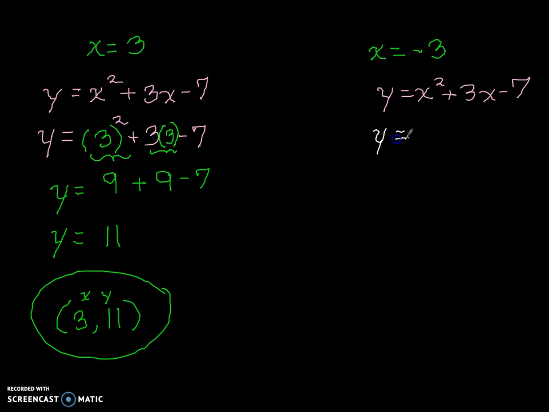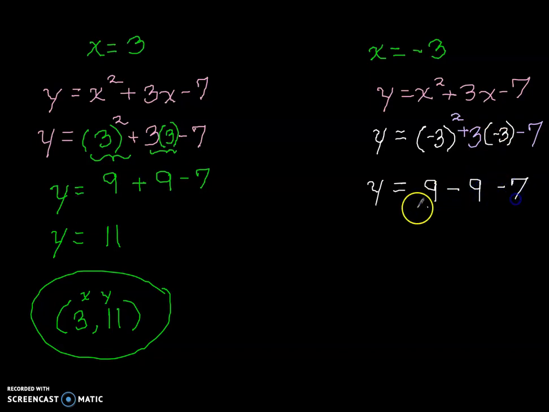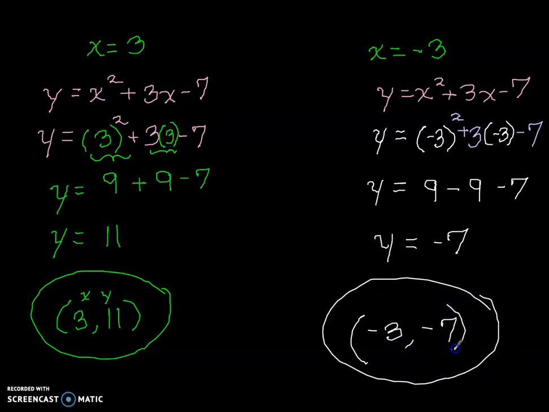If I replace the x with negative 3, which is my second value of x, I get y equals, anytime I square a negative, it's going to be positive, which is 9. And then I have 3 times the negative 3 this time, which is minus 9, and then minus 7. So adding and subtracting from left to right, 9 minus 9 is 0. 0 minus 7 is negative 7. So my second point, when x is negative 3, y is negative 7. So these are my two x values when I solve for the equation.